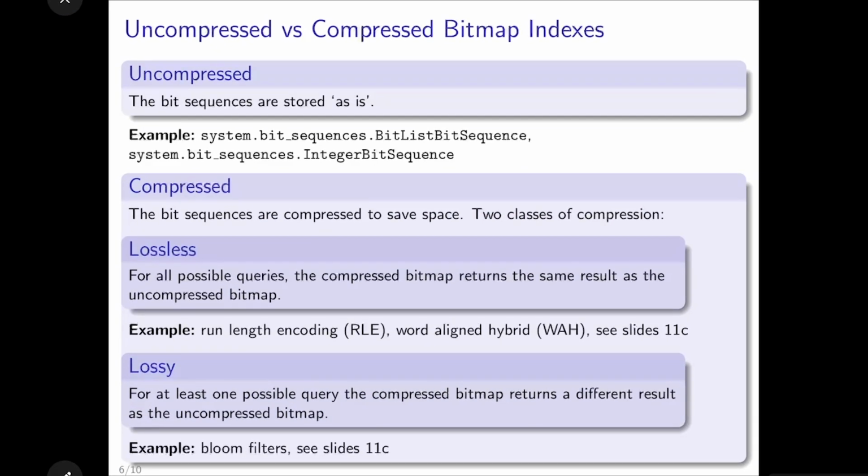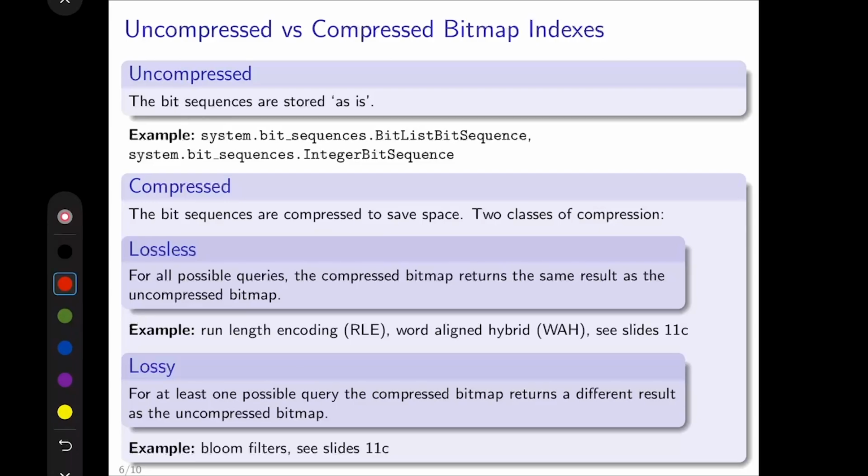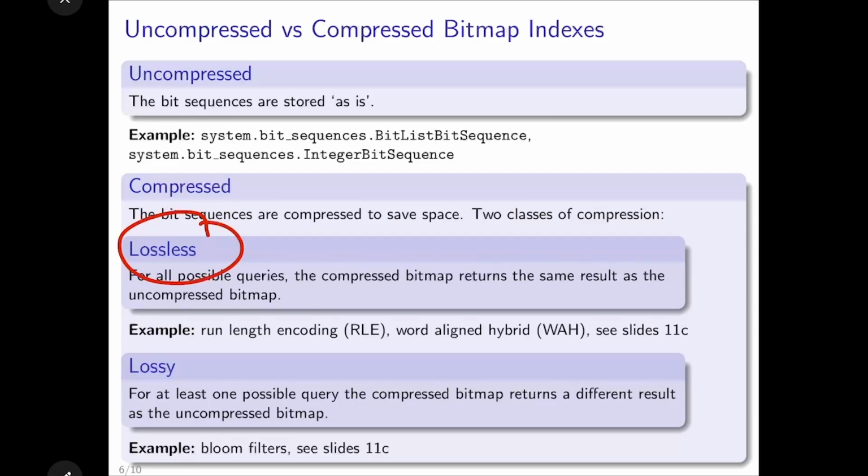So that's 11a again, so there's 11a, 11b, and 11c in our CMS. So we looked at uncompressed, and now we look at compressed bitmap indexes. And there are two types of compressed bitmap indexes. The one is lossless, you don't lose any information, and the other is lossy. We will first look at lossless, in particular run length encoded, and then word aligned hybrid, which is an improvement over run length encoded. But run length encoded is already interesting and important to understand.